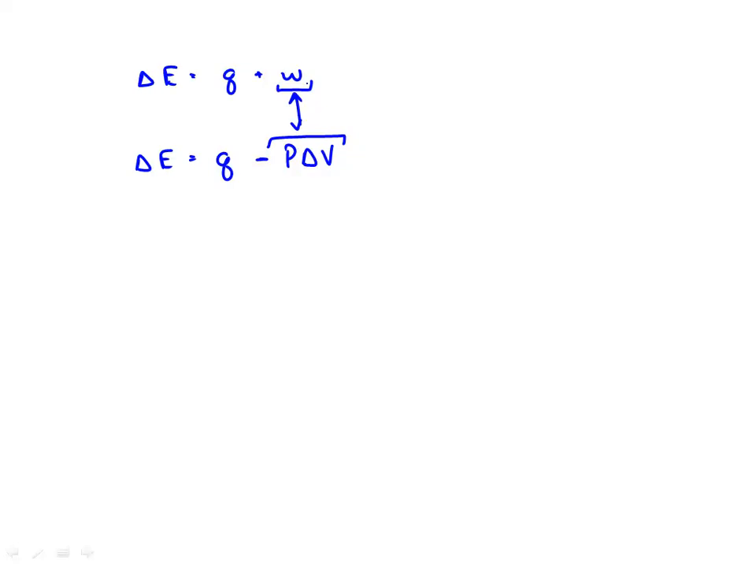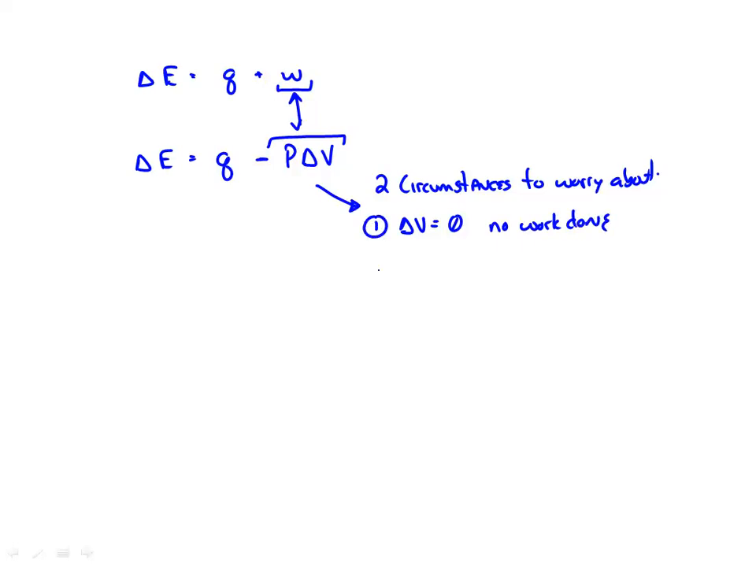And then we can simply realize that there's only two circumstances that we have to worry about. Meaning that if delta V is equal to 0, then there's no work done. Or the second case, in which there's constant pressure, in which case there is work done.